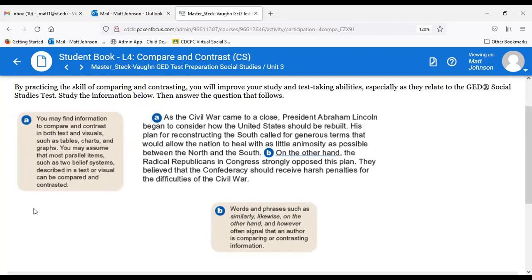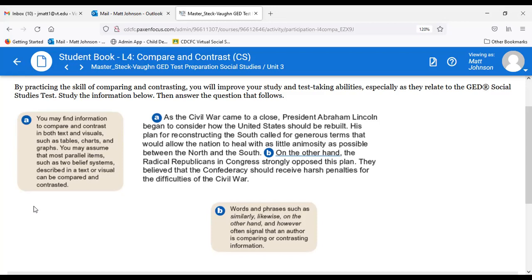And radical Republican meant something completely different at this time. The party was more progressive, and like it says here, they really wanted to come down on the South and punish them. Lincoln was wanting to reach out and extend the olive branch, and try to reconcile our differences.